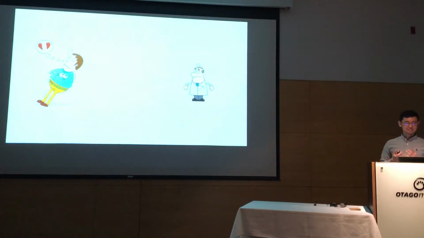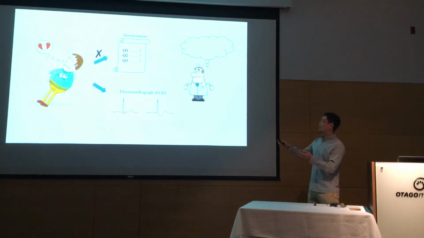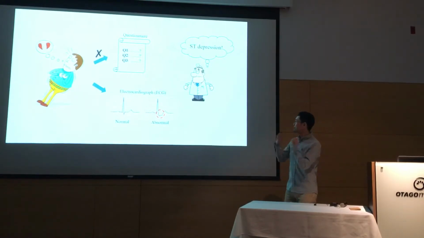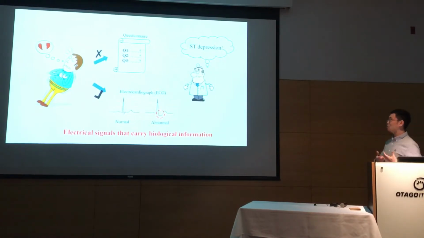To help you better understand this limitation of the questionnaire-based method, I give you another example. What happens when we diagnose heart disease? We don't only use a questionnaire. Is there any alternative way to diagnose heart disease? Doctors use the electrocardiograph signal, the ECG signal, boom, boom, boom, boom. It's an electrical signal. By analyzing normal and abnormal patterns like this, the doctor can make a decision. These are some biological causes. So now you see, the key point here is an electrical signal that carries biological information.